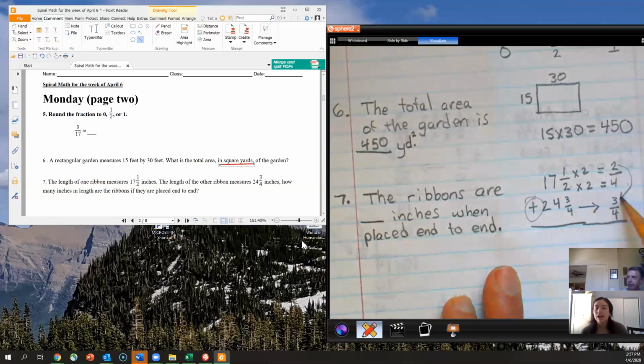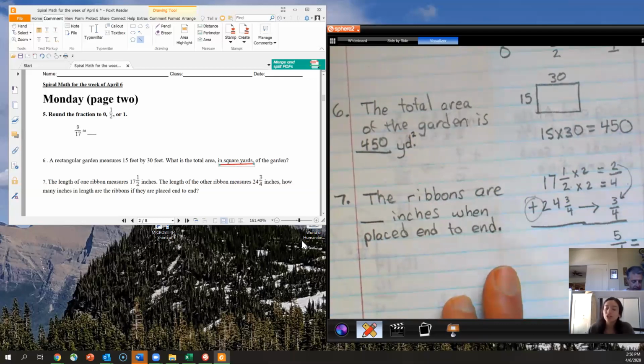And then I go ahead and add those together. And 2 plus 3 gives us 5/4, because remember, we do not add our denominators. Now, boys and girls, is that in simplest form? No. So we want to go ahead and simplify that, because that's an improper fraction.